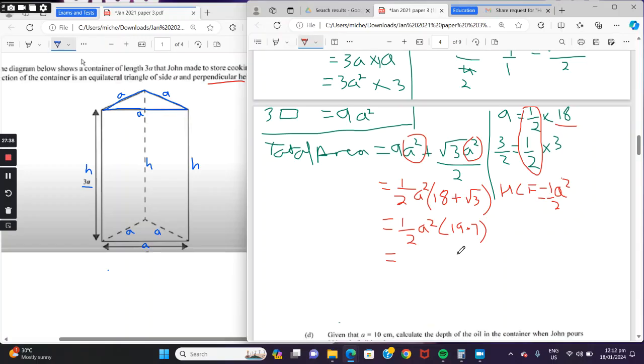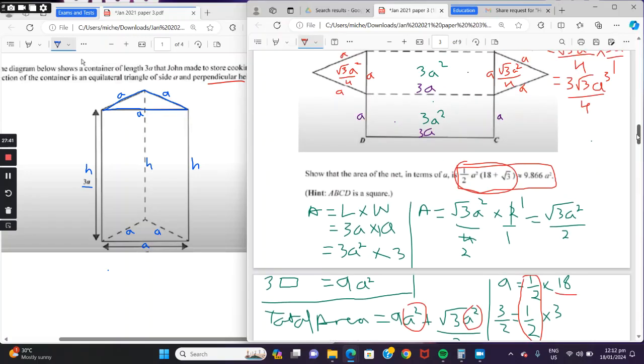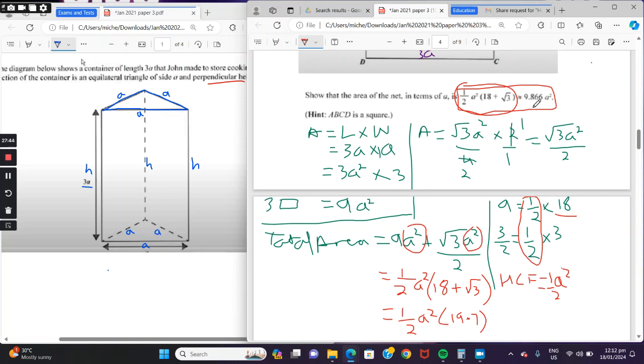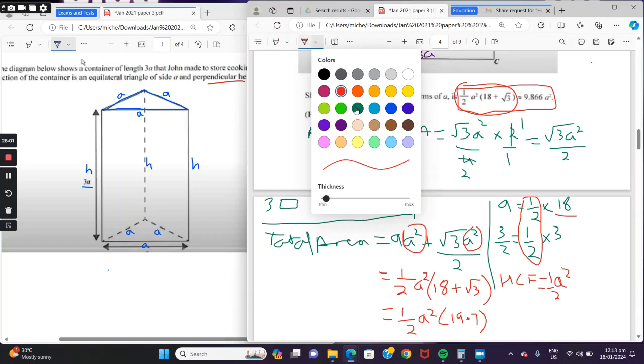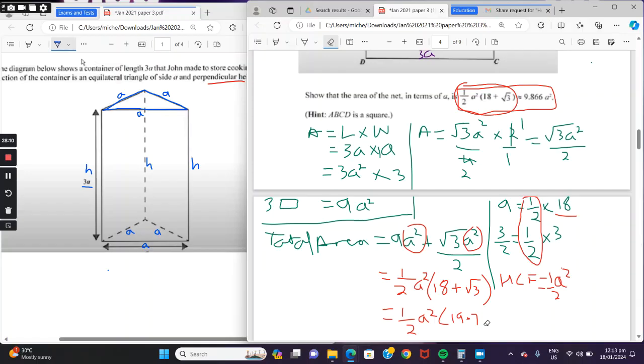And I am getting, okay, I need to put some more decimals because I'm getting 9.85. They want me to show that it is 9.866. So going back to the 18 plus the root 3, I have to put a few more decimals in here. I'll put probably 3 decimal places. So let me see, I'll put 4. Actually, I'll put 5.